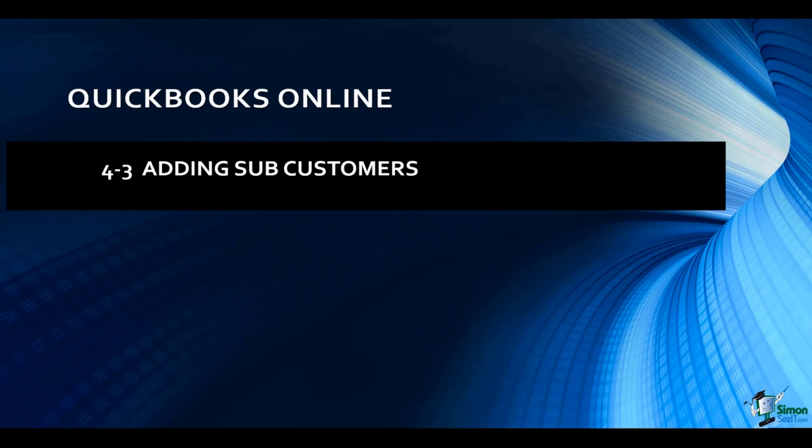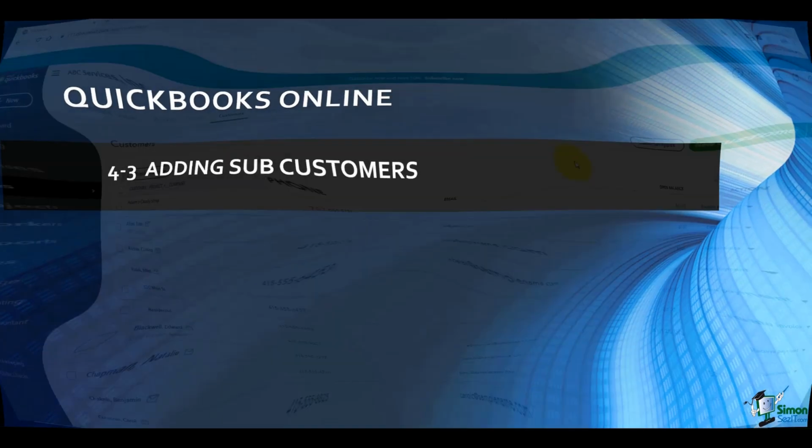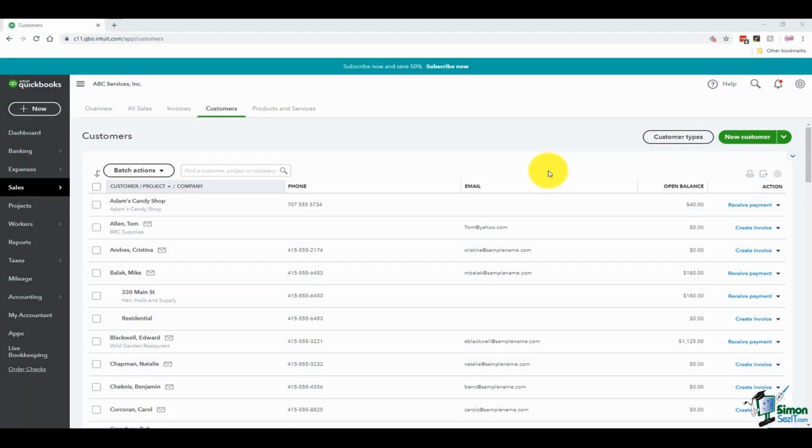In the desktop version of QuickBooks, they actually call these jobs. Sometimes they're called projects. Here, like I said, the terminology is a sub-customer. Let me show you how to set those up. To create a sub-customer, we're still going to use the New Customer button because it is a new customer we're setting up. They're just a sub of another one we already have existing.